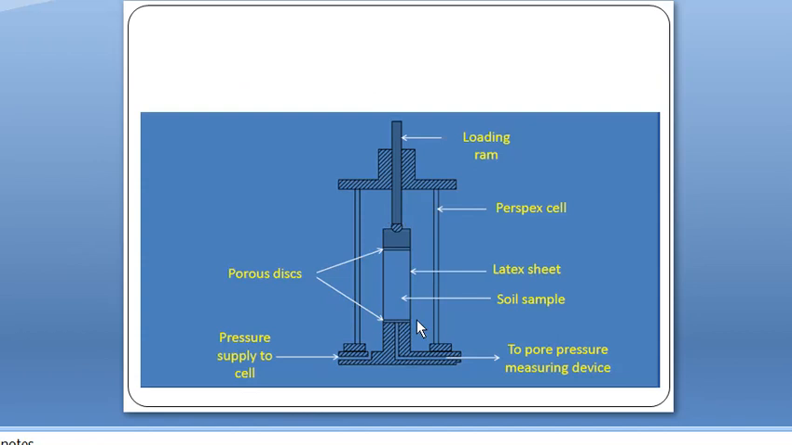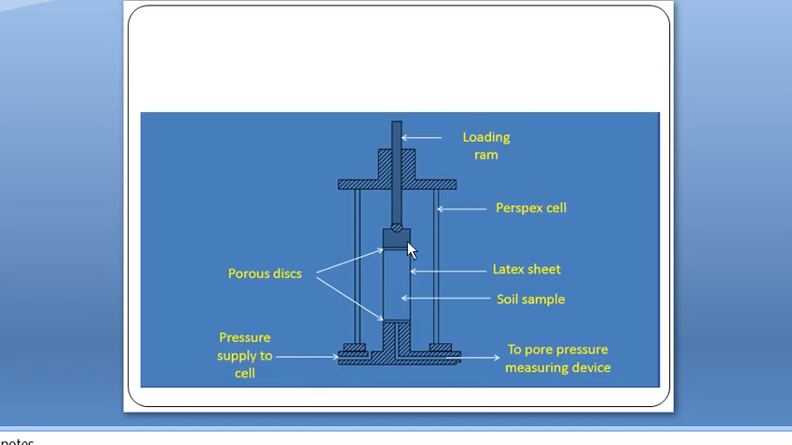Here, this portion of the triaxial cell will be filled with water, and we apply pressure through this direction, that is, pressure is applied to the water which is filled in the triaxial cell, and this water pressure is pushed into the soil sample also, that is, the soil sample will also be under the pressure applied by the water. For the water, the pressure is supplied from the pressure supply cell.